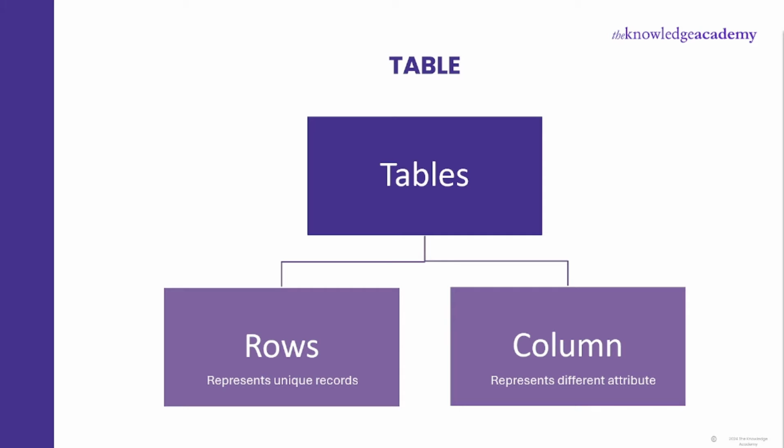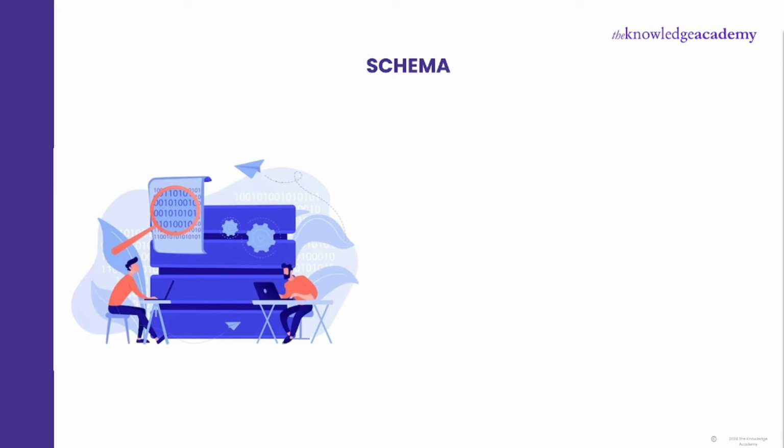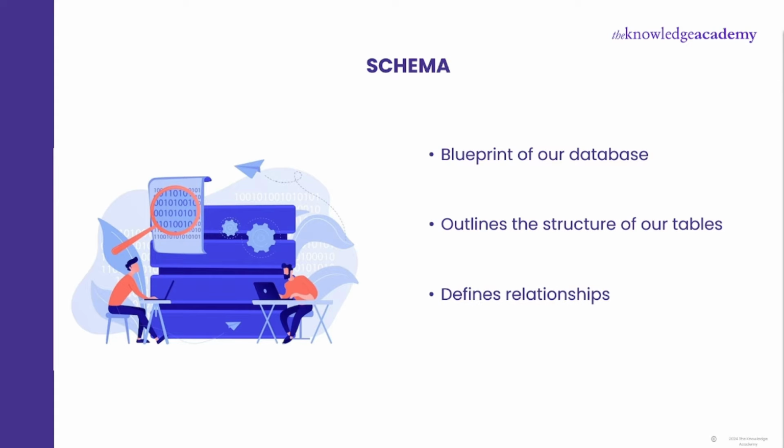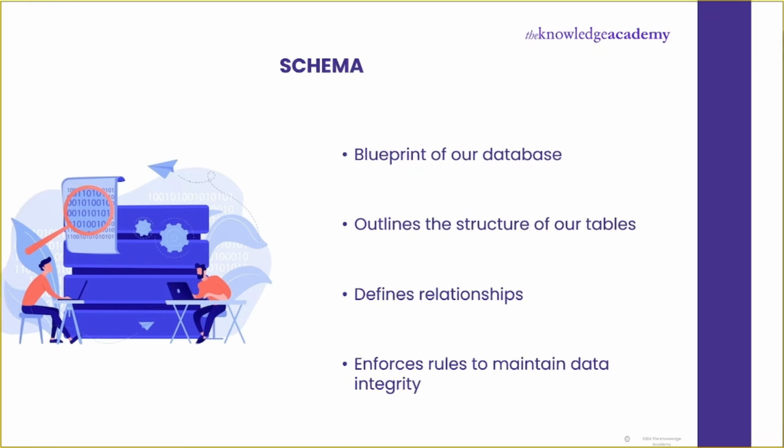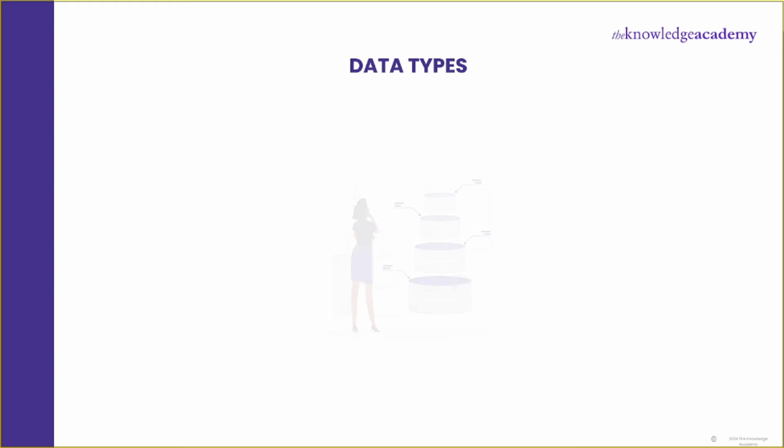Each column represents a different attribute, like a name or a date, while each row represents a unique record. Now after table, let's look at schema. Imagine the schema as the blueprint of our database. It outlines the structure of our tables, defines relationships between them, and enforces rules to maintain data integrity. It's like the architect's plan for our digital world.